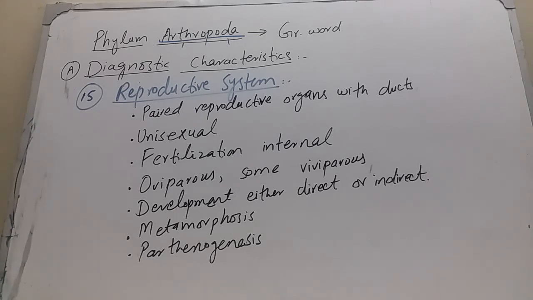Development is either direct or indirect. If development is direct, then there are no larval stages. But if the development is indirect, then larval stages are involved. Besides this, arthropods, and especially the insects, show metamorphosis, and parthenogenesis also occurs in some arthropods.